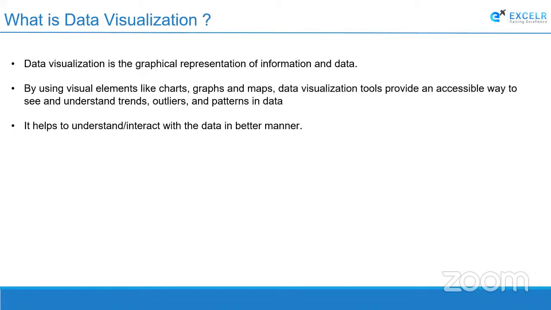By using visual elements like charts, graphs and maps, visualization tools provide an accessible way to see and understand trends, outliers, and patterns. What is an outlier? For example, all the system data is entered by a human, right? Let's say a person purchased a product for 1,000 rupees. By mistake, while putting the information in the database, he might have entered the order value as 1 crore rupees, which is the classic outlier, right?